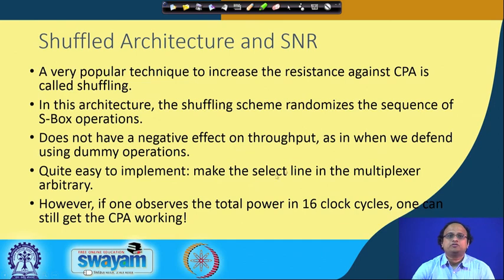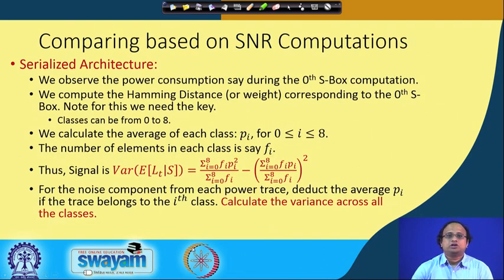However, the interesting thing is that you can still make the DPA attack work. The reason is that if you observe the total power in the 16 clock cycles, it still remains the same, because although you are doing them in any arbitrary order, if you add up the power consumption for every S box, the total power in 16 clock cycles does not change. And this is a trick which you can adopt to attack shuffled architectures. So, therefore, now let us again look back and compare these architectures using SNR as my tool.